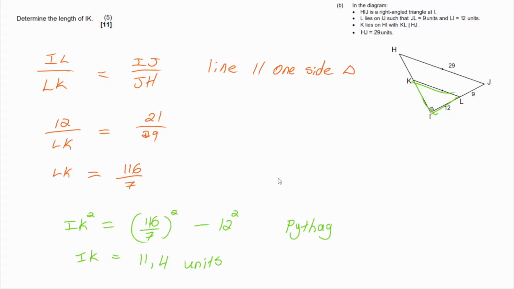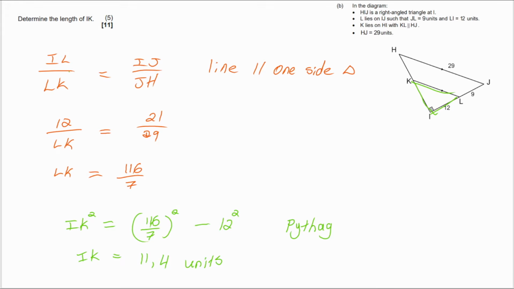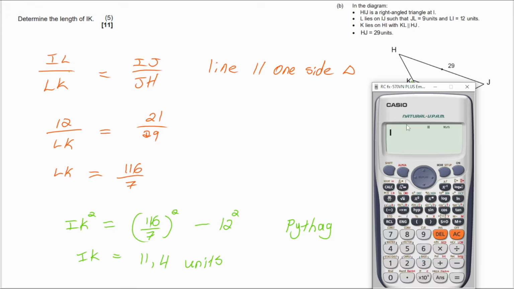So I'll show you in a second what the memo does. What I want to do is, when I tutor some students, we got the calculator.